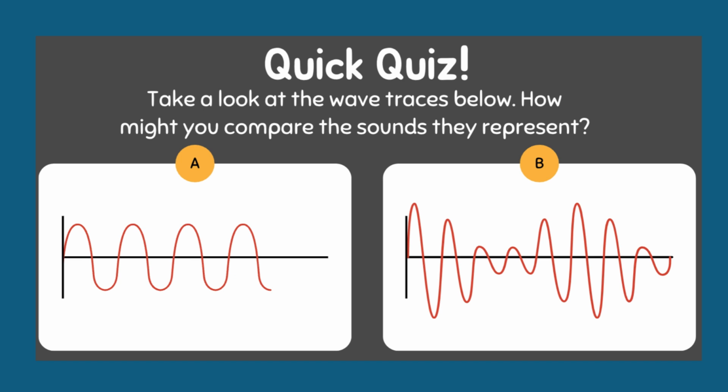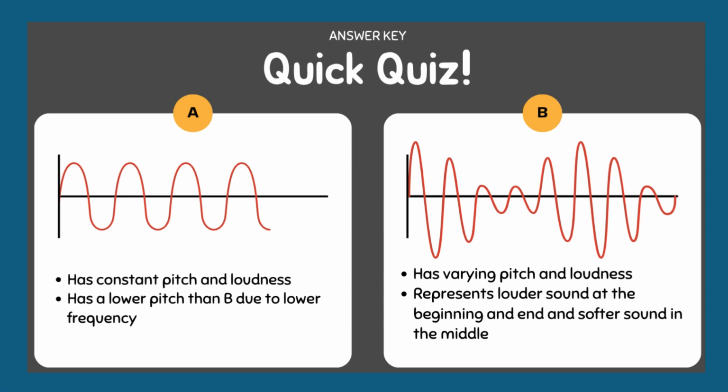So guys, here's a quiz. Take a look at the wave traces below. How might you compare the sounds they represent? Answer: A has constant pitch and loudness and has a lower pitch than B due to lower frequencies. B has varying pitch and loudness, and represents a louder sound at the beginning and end, and a softer sound in the middle.